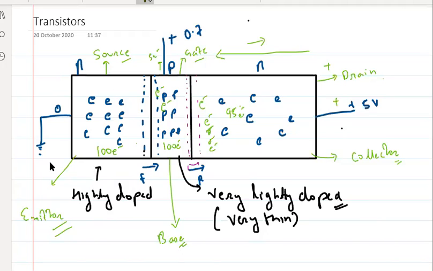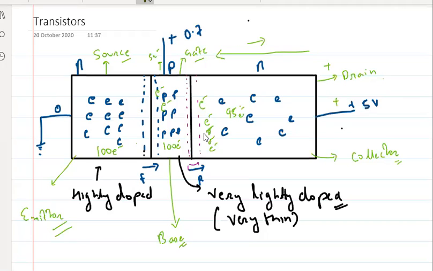Here I talked about this side, the emitter. The emitter should be highly doped. This base should be very lightly doped and very thin. What about this N type? Think about it. Should it be highly doped, lightly doped, or moderately doped? Lightly doped. Why is it so? Just think about it.